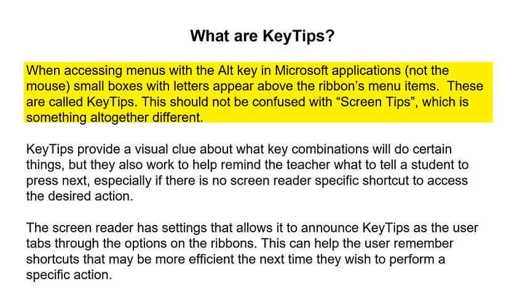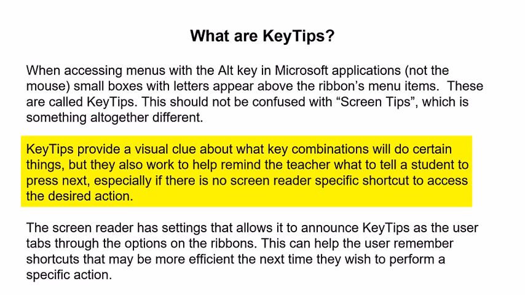When accessing menus with the Alt key in the Microsoft applications, and not the mouse, with the actual Alt key, there are going to be small boxes that have letters or numbers that appear above the ribbon's menu items. These are called key tips. By the way, this should not be confused with something called screen tips. Those are something entirely different, and these terms are not interchangeable, but I did want to mention that this term does exist, as a caveat.